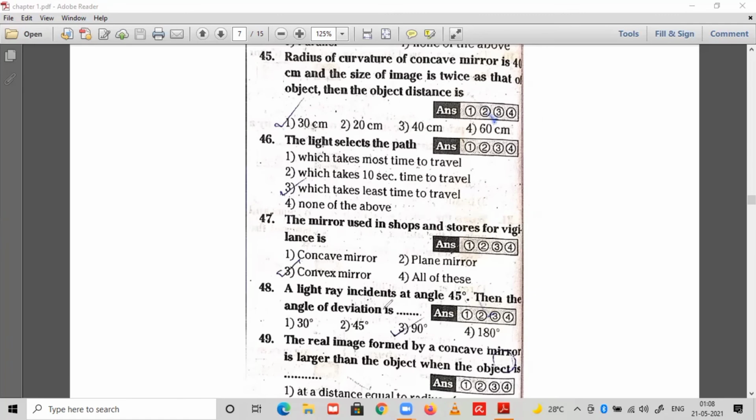A light ray incident at an angle 45 degrees. The angle of deviation. See, look at here. First we will see the formula. Let us consider this is the incident ray. It is moving in the same direction. Now the normal, how will you get the normal? Perpendicular at that point. Now the reflected ray you will get like this. This is the reflected ray. So as per the law of reflection, angle of incidence is equal to angle of reflection. Now look at here.